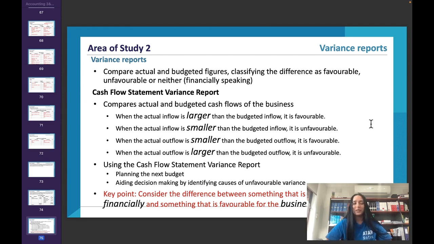With variance reports, we are comparing actual versus budgeted figures, classifying the differences as either favorable, unfavorable, or neither, and that's strictly from a financial standpoint. So obviously, for example, in a budgeted income statement, if we were expecting advertising expense of $500, but instead it was advertising expense of $1,000. Now, just looking at it from a purely financial standpoint, that is an unfavorable difference because we were only expecting to pay $500, but we actually ended up paying $1,000, which is more than what we were expecting to pay.